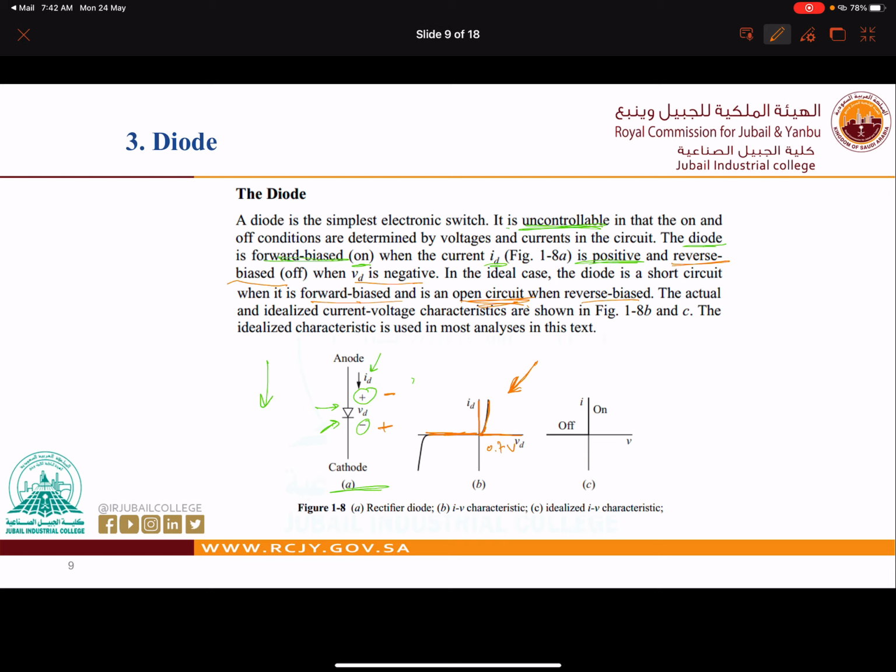This is the ideal graph, the ideal characteristics. Of course, it will not be exactly like this. It will be a little bit down here. But we need to show you the ideal graph in order to understand everything. The ideal graph is when you apply plus and minus voltage to the diode, it is forward biased and starts conducting the current. When it is reverse biased, it is not conducting the current. So this side is forward, and this side is reverse biased.